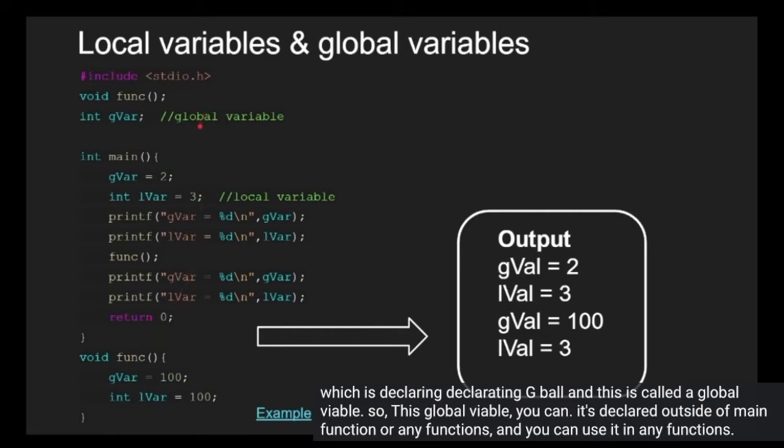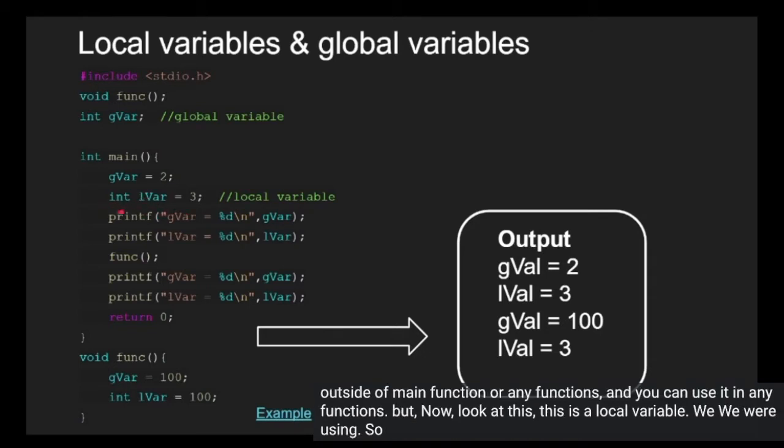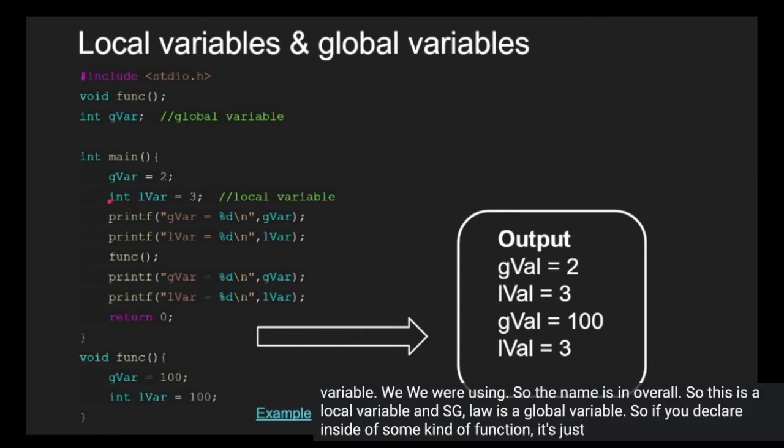But now look at this. This is a local variable we were using. So the name is int lvar. So this is a local variable, and this gvar is a global variable. So if you declare inside of some kind of function, it can only be used in that function.